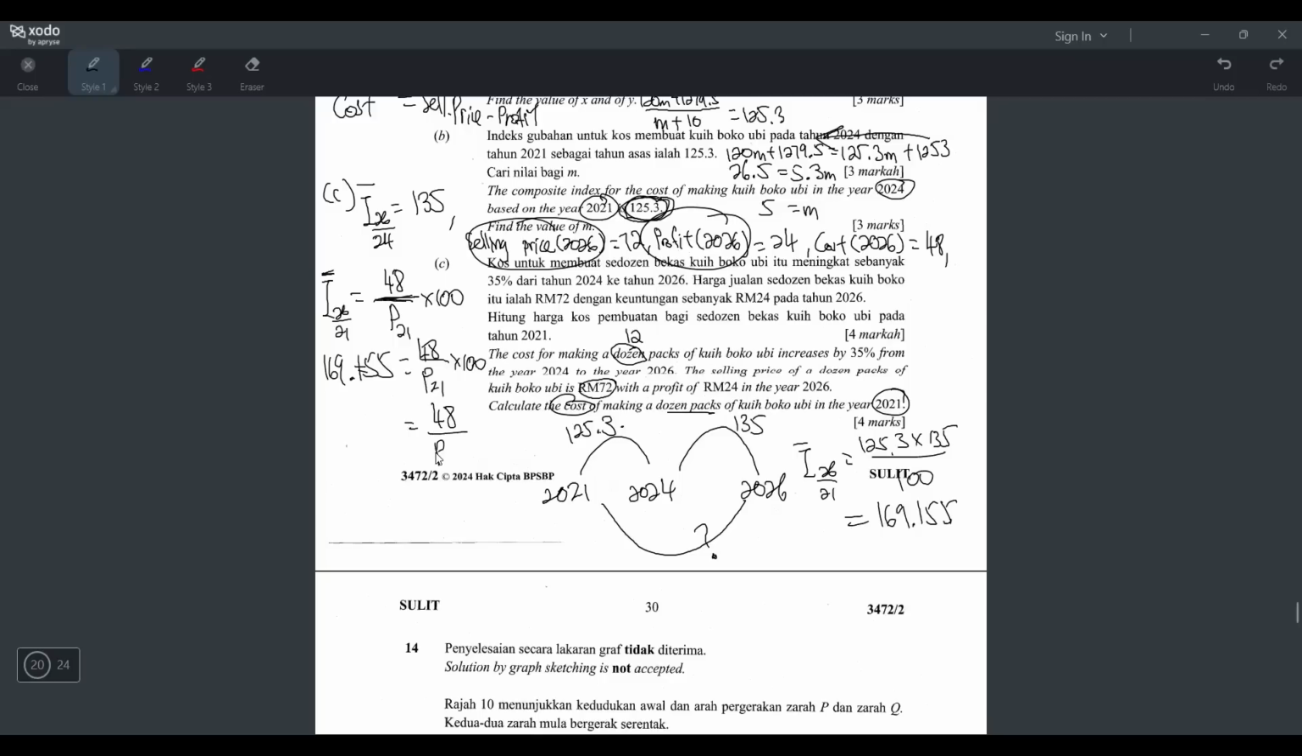So 48 over P21. Okay, this one divide 100, you get 1.69155. And then now to get the price 21, this one can tukar tempat. Bahagi jadi darab, darab jadi bagi. Just tukar tempat. And then just tekan 48 bahagi 1.6911155. Okay, my calculator give me 28 point.